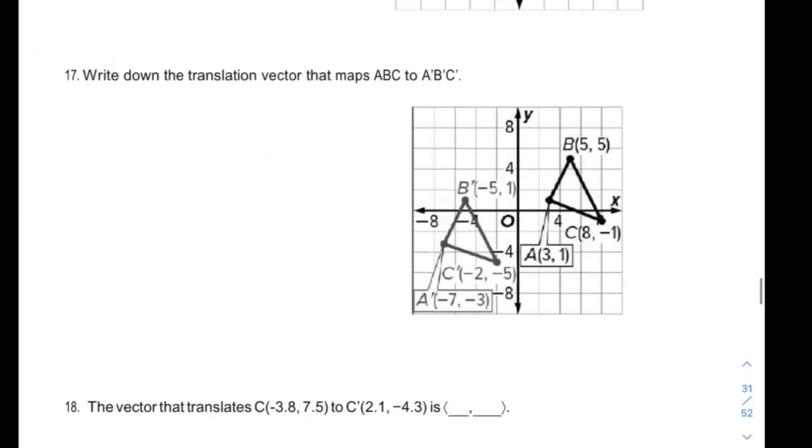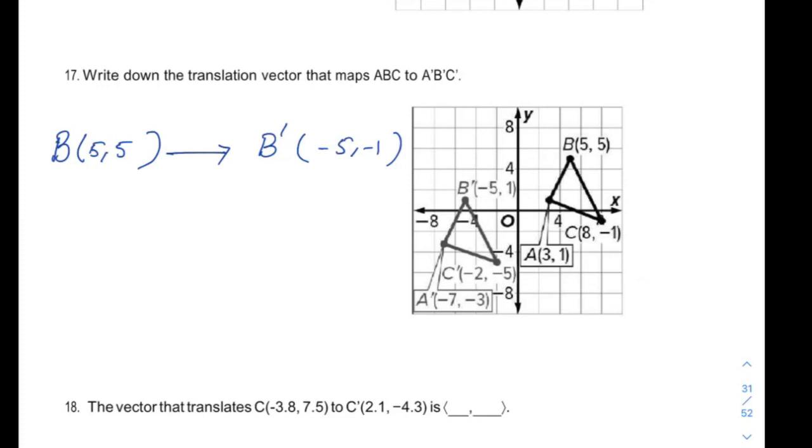Write down the translation vector that maps ABC to A prime, B prime, C prime. Since we need the translation vector, it's enough to find one pre-image to one image and see the difference. So if you take B, let's say B was how much? 5 and 5. It goes to the image B prime, which was -5 and -1. Since it's a proper translation, then it will be applied for all. So you just take one of the points.